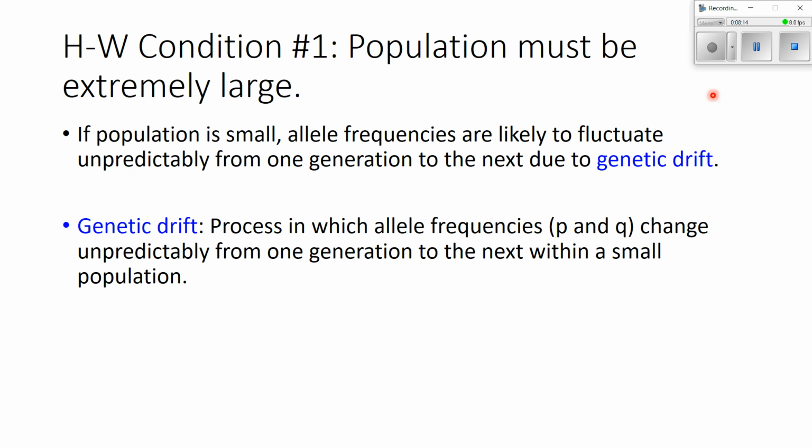Now, why does it matter, the size of the population? For this reason. If a population is small, like if we're talking about a population of 10 crickets in a grassy field, that would be small compared to, say, 5,000 crickets in a large field. If the population is small, allele frequencies are likely to fluctuate unpredictably and randomly from one generation to the next due to a phenomenon known as genetic drift.